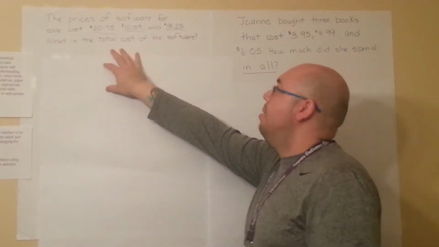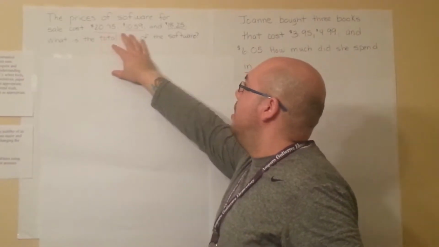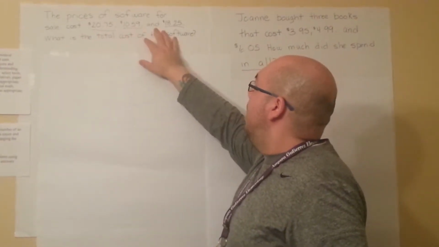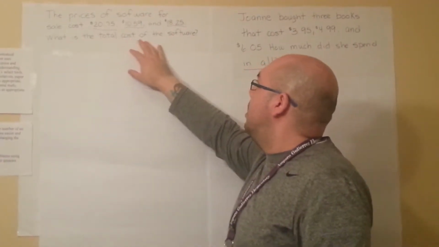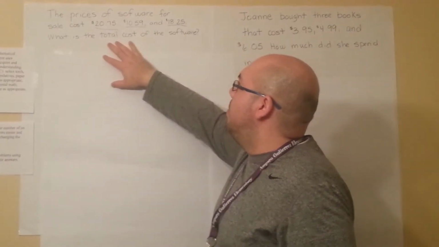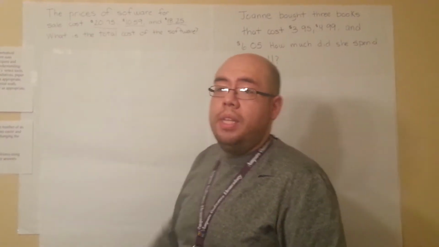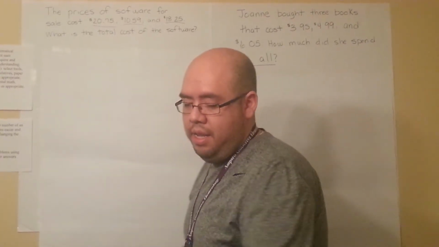Let's go back to our word problem. It says the prices of software for sale cost $20.75, $10.59, and $18.25. What is the total cost of the software? So right away, our question right here is asking us for the total cost. Now when you hear total, what do you think we're going to do? What operation are we going to do? Yes, we're going to add.